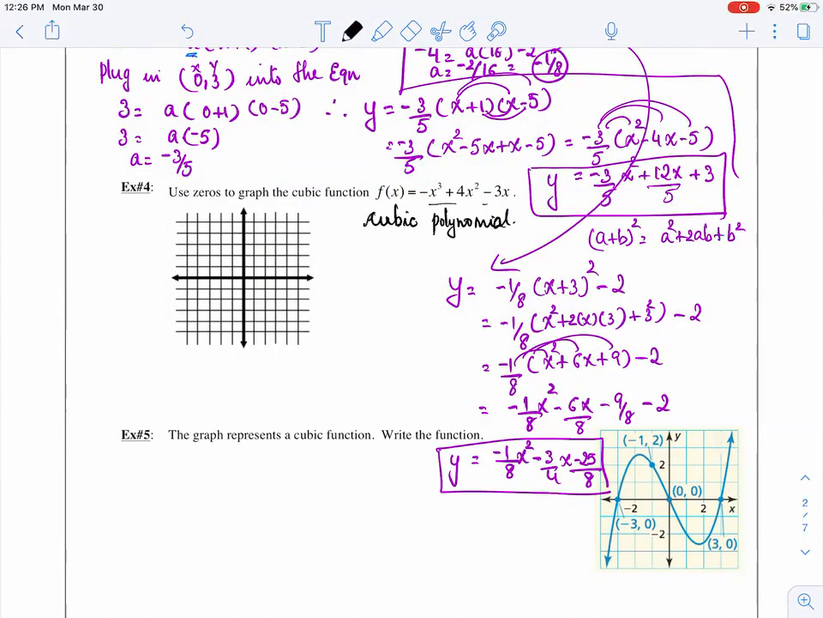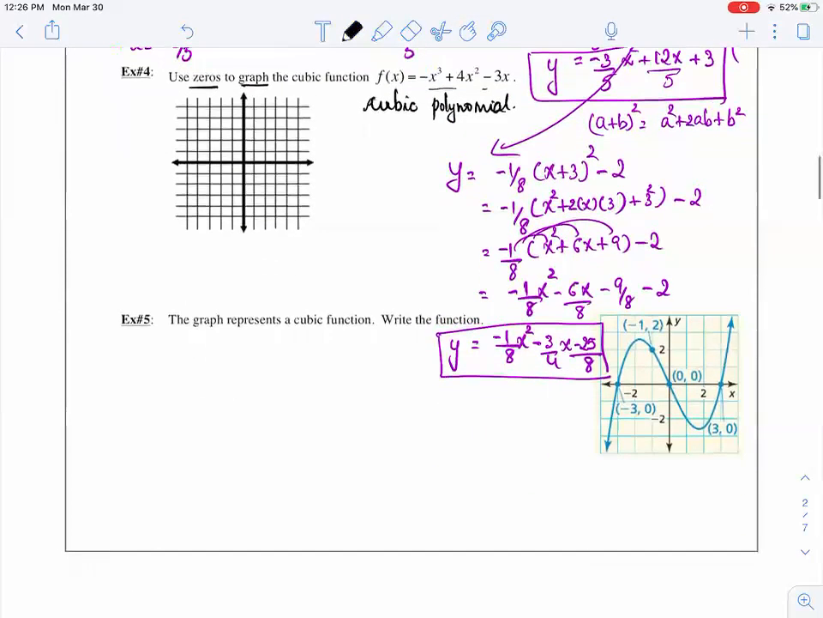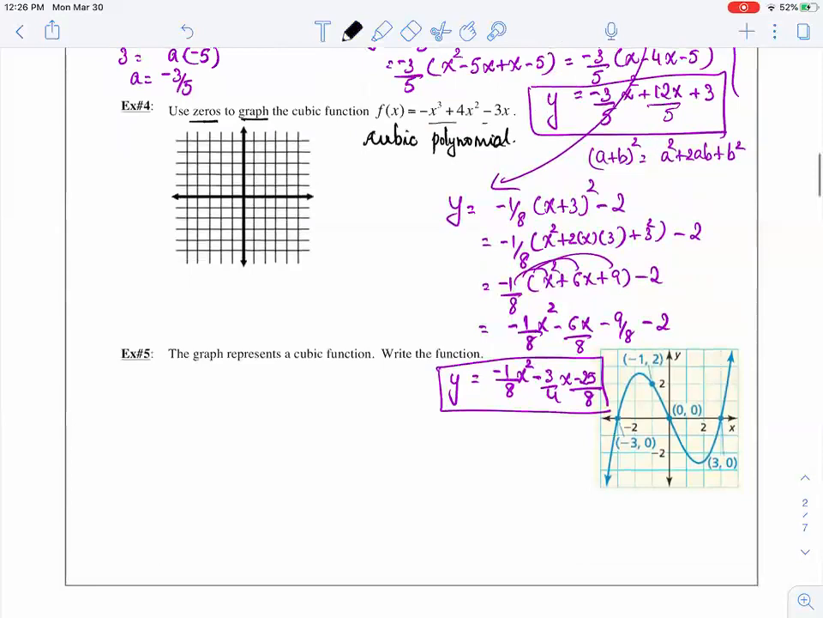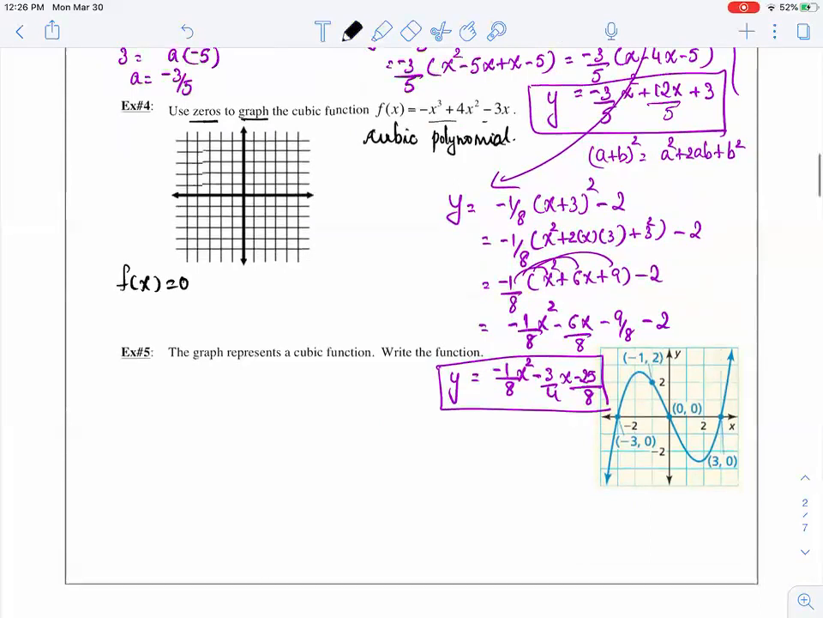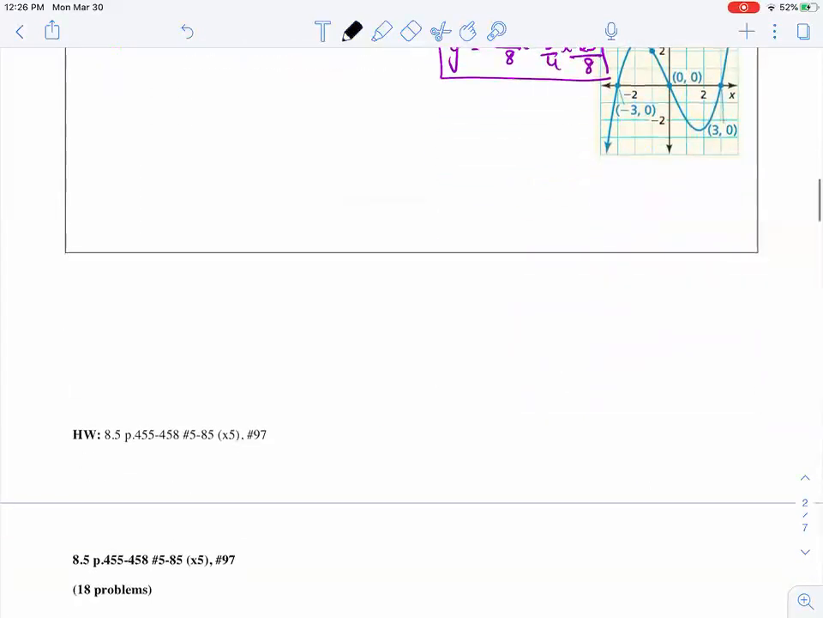You're asked to find the zeros and graph it. So first you have to find the zeros and then you have to graph it. You know how to find the zeros of a function. How do you find zeros of a function? By making it equal to 0. Correct. You're going to set f of x equal to 0 and then solve for x, correct? So tell me, the function f of x is equal to what?